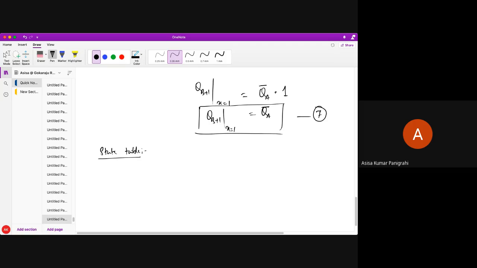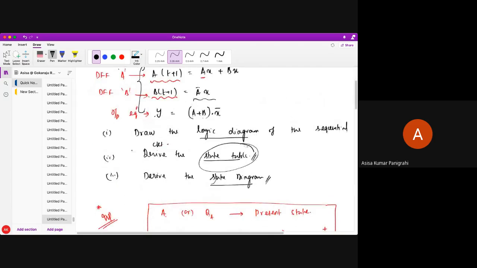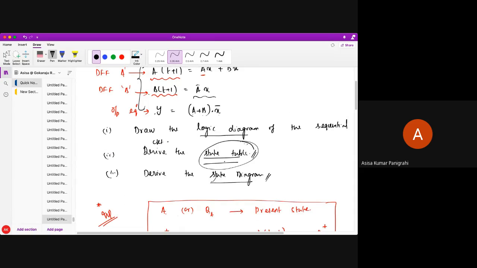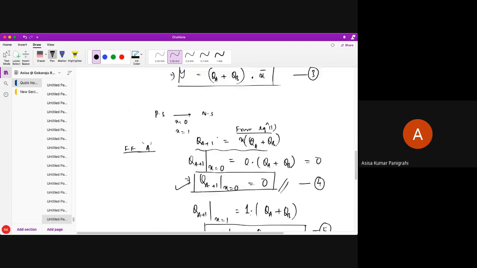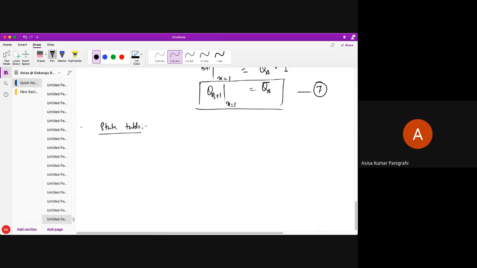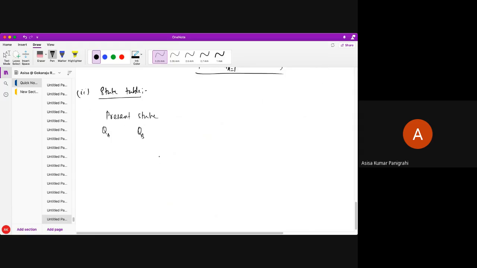In the question, what is given? You need to find the state table. Because I have got the transition equations, I can easily find the state table now. So this is my part number 2. I am solving it first, going for the state table. For the state table, you know there is a present state. What are those? QA and QB. Are you understanding? Because there are two flip-flops, the output of flip-flop A is QA and the output of flip-flop B is QB.